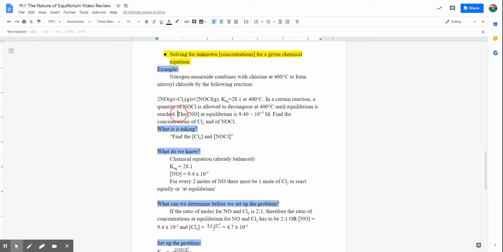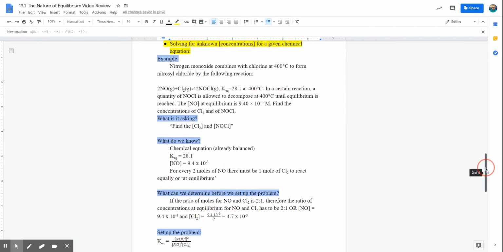So you're given the concentration of NO. That's why you have these brackets here. And it's given as 9.4 times 10 to the negative 3 molar. And then you want to find the concentration of chlorine gas and nitrosyl chloride. So a couple of things you want to ask yourself in these kinds of problems. And again, just to review real quick, this type of problem is to solve for unknown concentrations. And I know some of you students had questions on this.